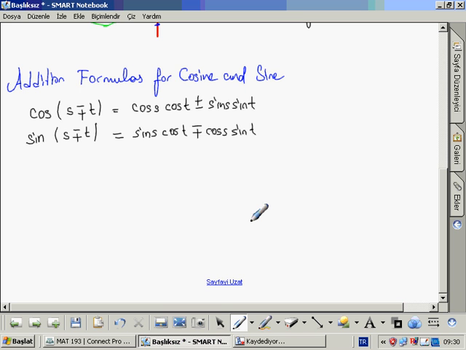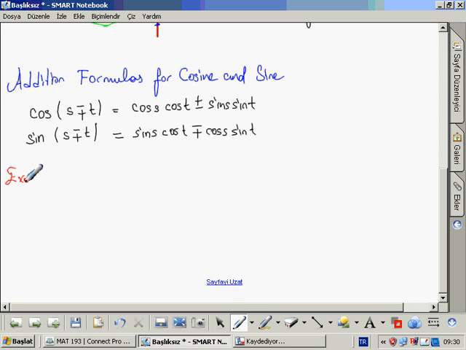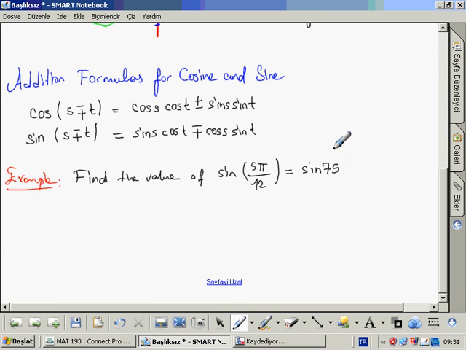And the example: find the value of sine 5 pi over 12, which is equal to sine 75 degrees. Okay, what can we do about it?